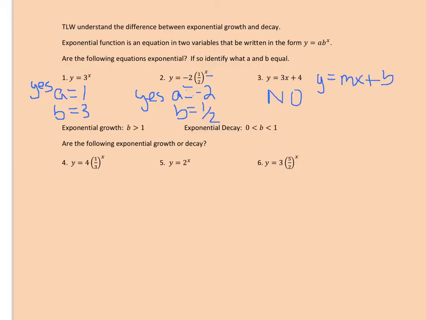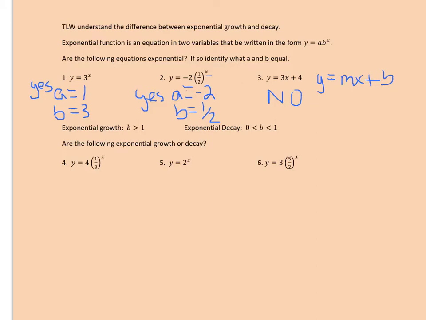Alright, here are some key things. Exponential growth: b is greater than 1. It has nothing to do with a. If b is greater than 1, it's exponential growth. So I look at this one: b is 3, so growth. Exponential decay: b is greater than 0 and less than 1. 1/2, so there's a good example of decay.